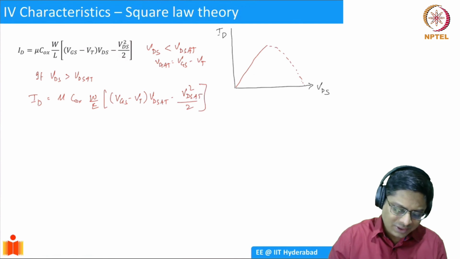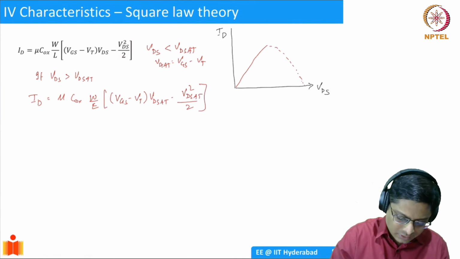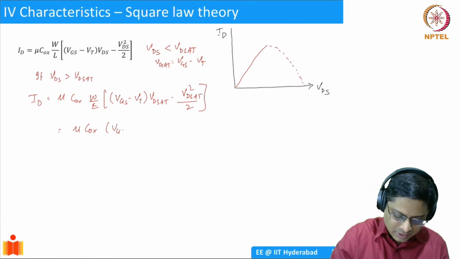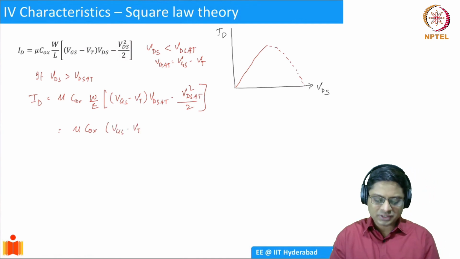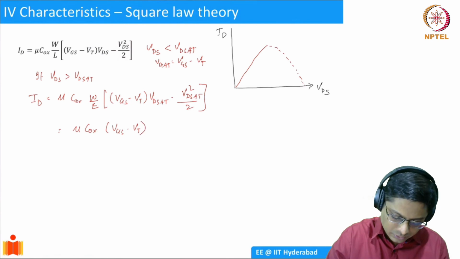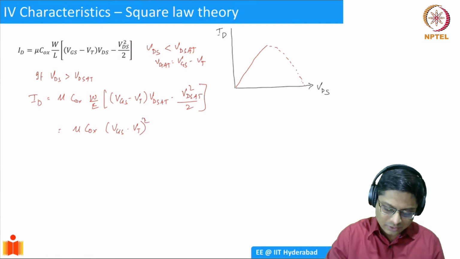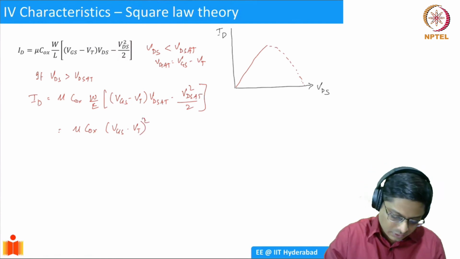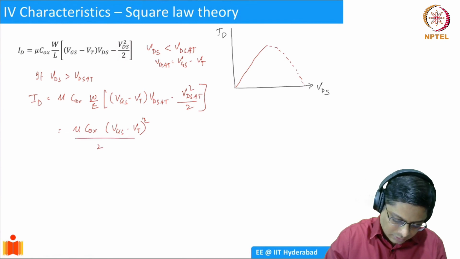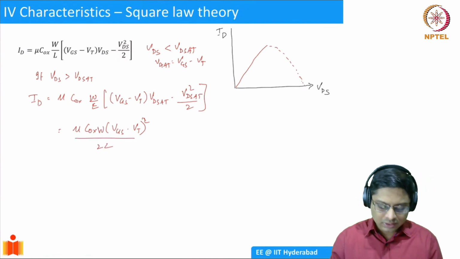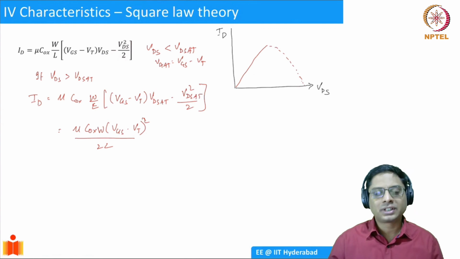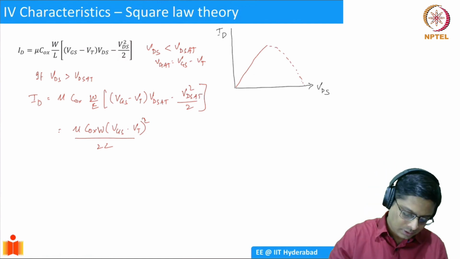Or you could actually substitute it back and write it as mu Cox. VD sat is VGS minus VT, so I can write it as whole square. And the second term has a half next to it, so basically this will become 2L, and there's a W. So this is my current expression for a MOSFET in saturation. So this is ID in saturation.